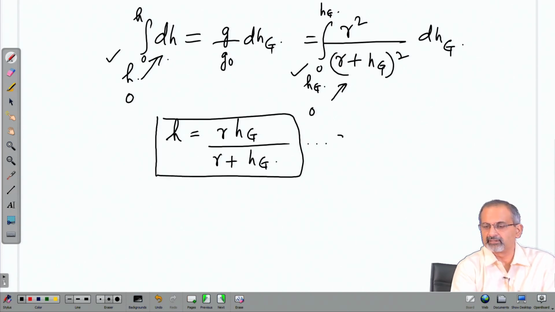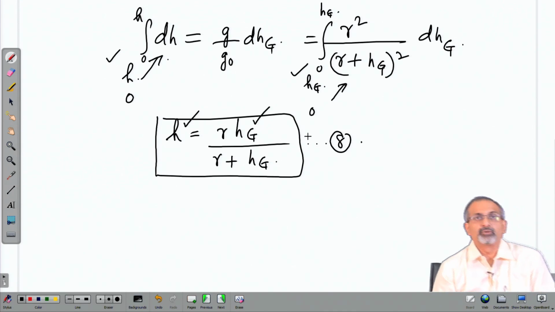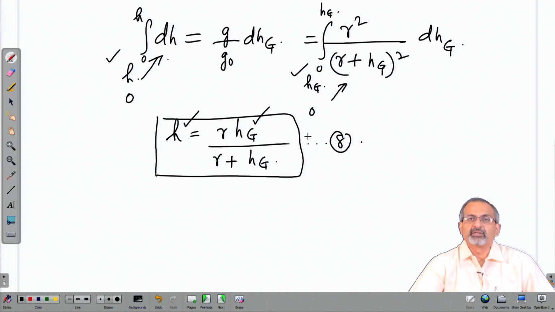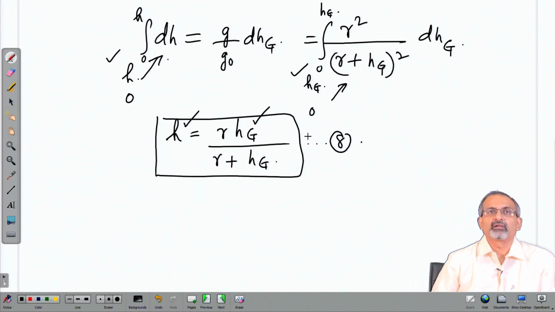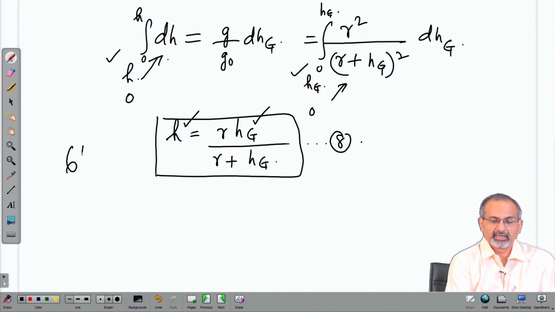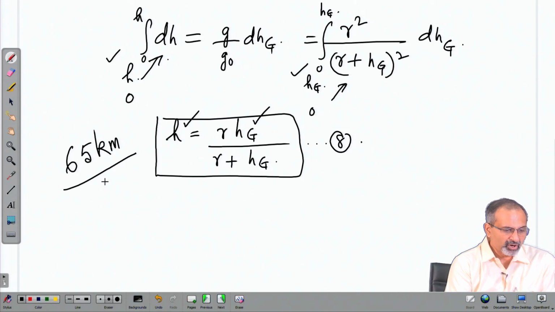This is going to be our 8th equation, right. Now, it is obvious that H and Hg are not going to be equal, that is fine, but the good part of it is that this difference between H and Hg is trivially small up to a fairly large altitude. That means, if you are going from the sea level to as high as 65 kilometers altitude, the difference between H and Hg is smaller than 1%. So, for all practical purposes at lower altitudes, they are essentially equivalent.